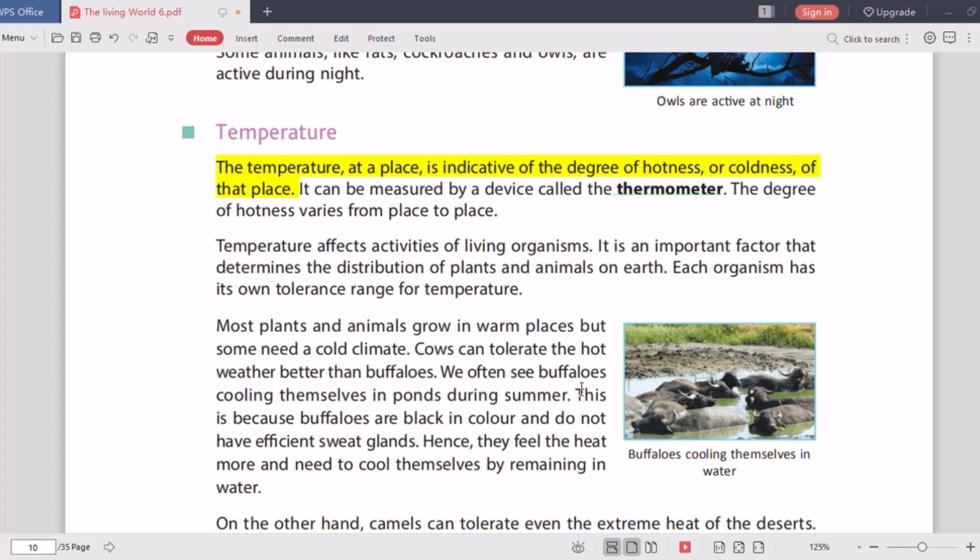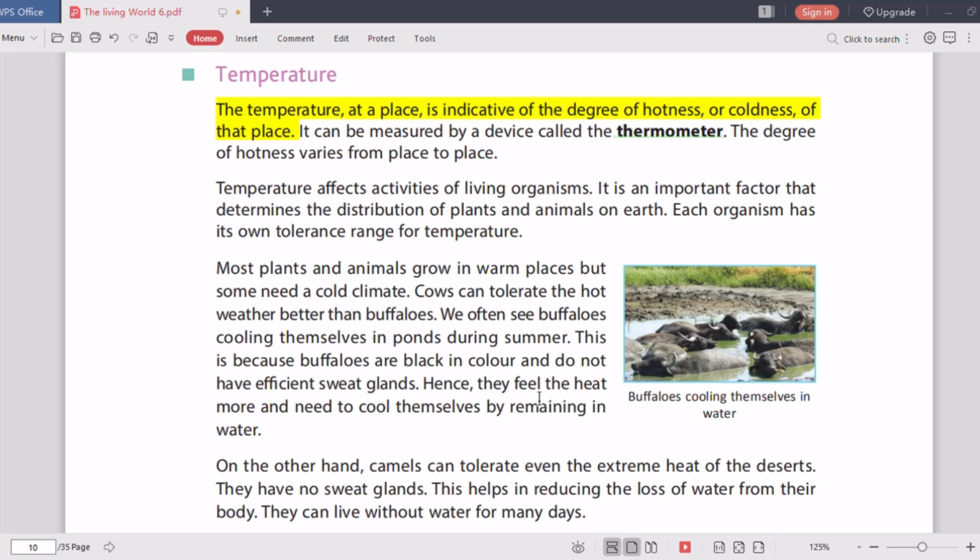We often see buffaloes cooling themselves in ponds during summer. This is because buffaloes are black in color and do not have efficient sweat glands. Hence they feel the heat more and need to cool themselves by remaining in water. So the buffaloes cool themselves in water because buffaloes are black, and black color absorbs the sunlight, and they do not tolerate that much hotness, and they cool themselves by remaining in water.